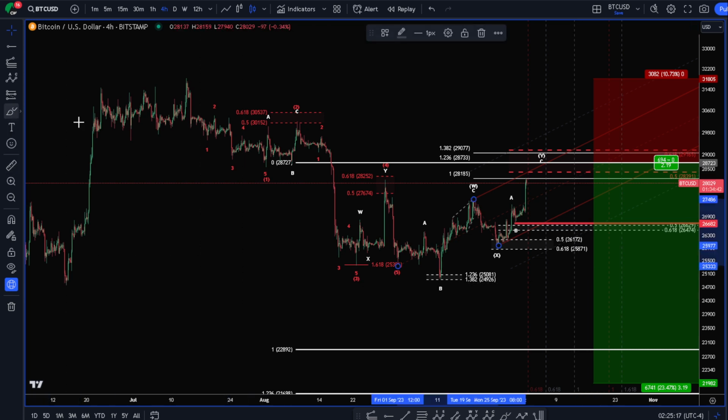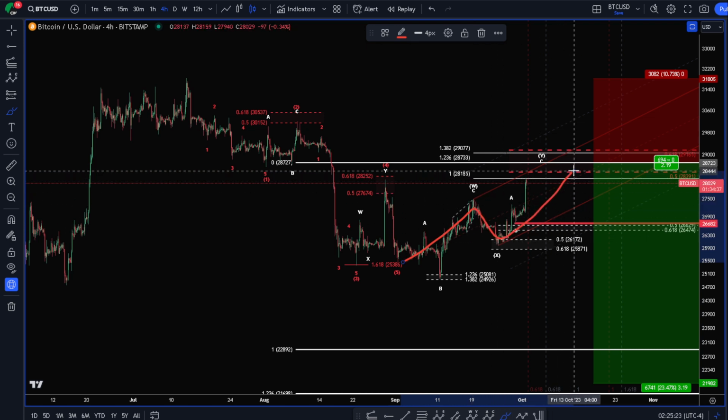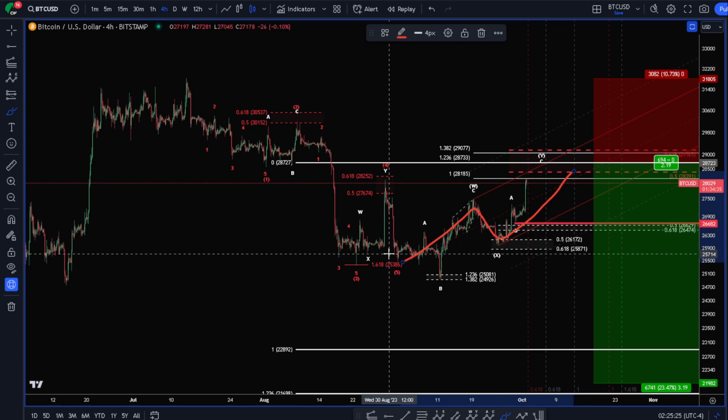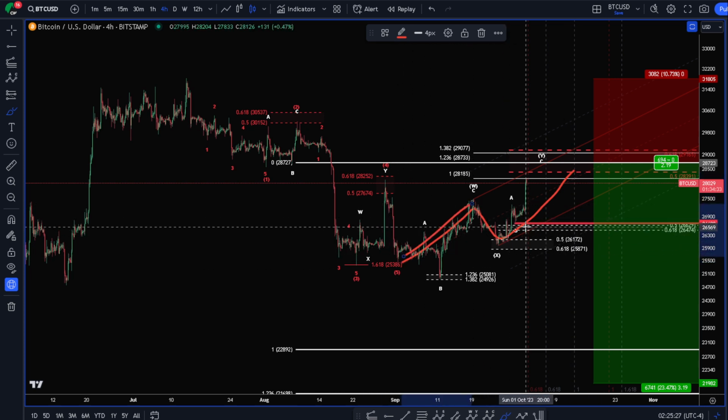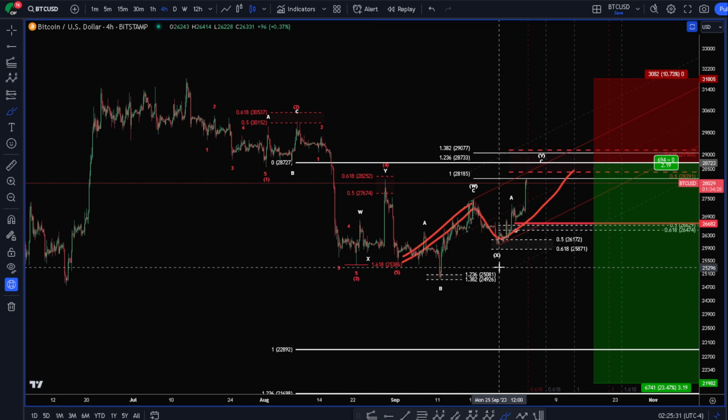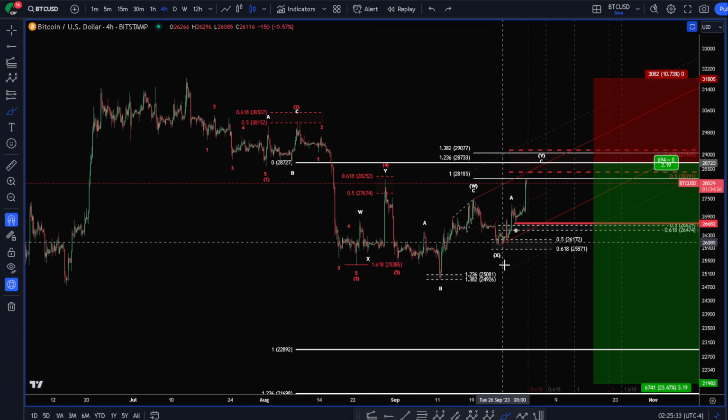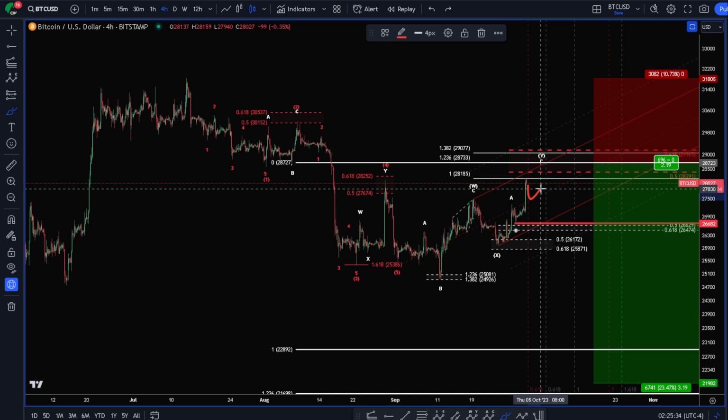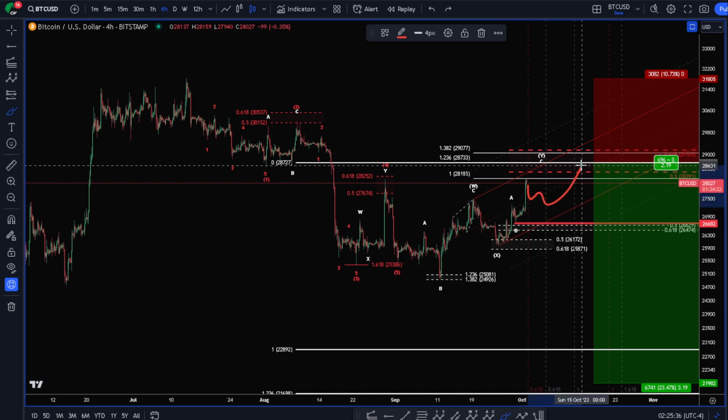Now as for time, you know, I like to track time as well. The 1-to-1 in time of this W wave off the X, you can see in gray there, would be around Friday, October 13th. I would expect this wave to take at least the 618, which is here on Friday the 6th. So anticipating a little more time in this correction. That's why I consider that maybe we get bigger.